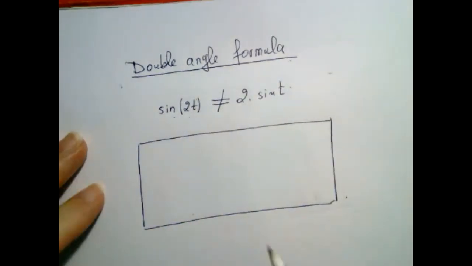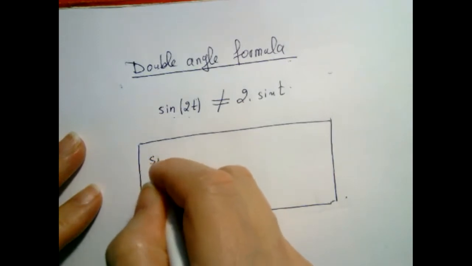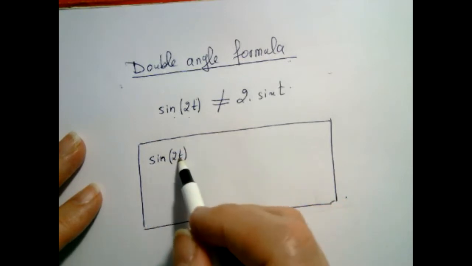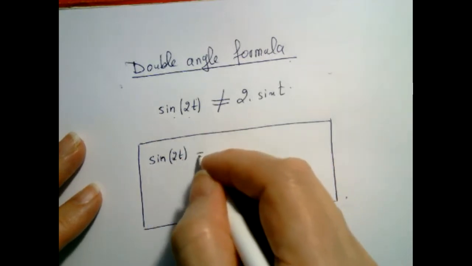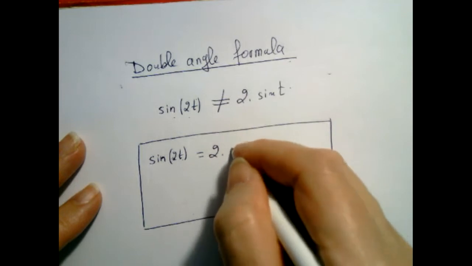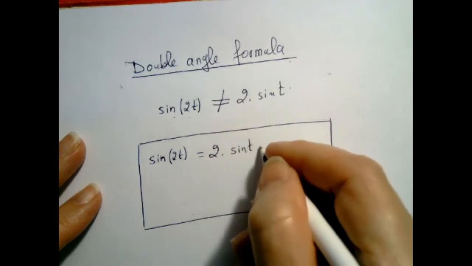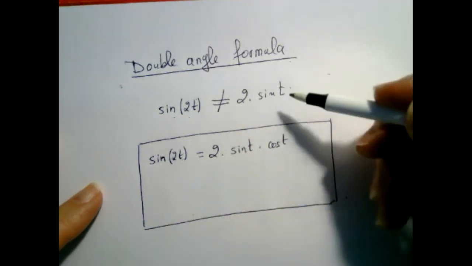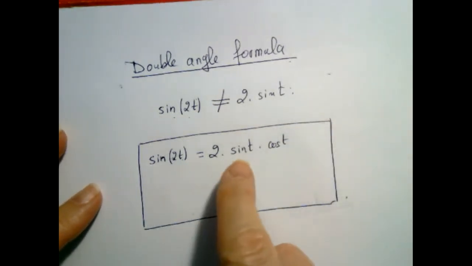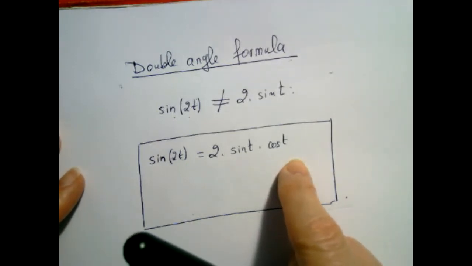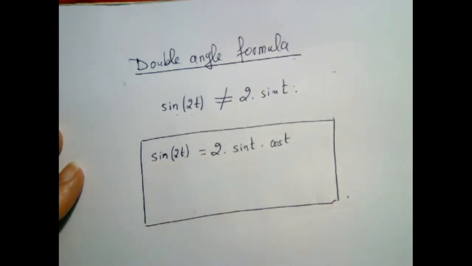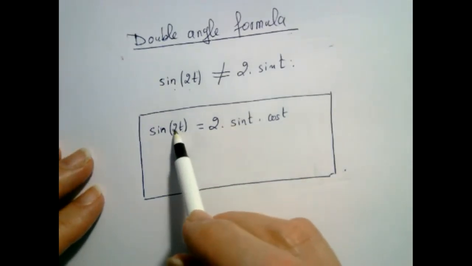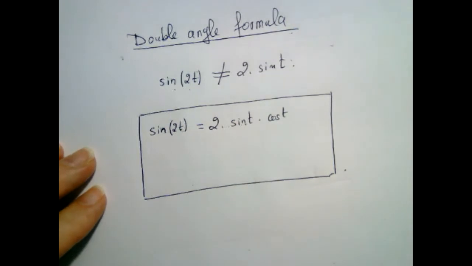The double angle formula tells me the following: the sine of 2t, if you double the angle, is equal to 2 times the sine of t times the cosine of t. So it's definitely not 2 sine t, it's 2 times the sine times the cosine. That's really what the double angle formula tells me: if you double the angle, it's twice the sine times the cosine.